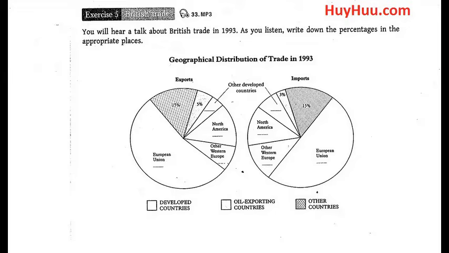Now let's take a look at the right pie chart, which is for imports. The distribution here is similar. The European Union took 50% of Britain's imports in 1993. The other Western Europe countries took 12%, North America took 13%, and other developed countries took 7%. Oil exporting countries took only 3% of Britain's imports. The other countries took 15% of Britain's imports.